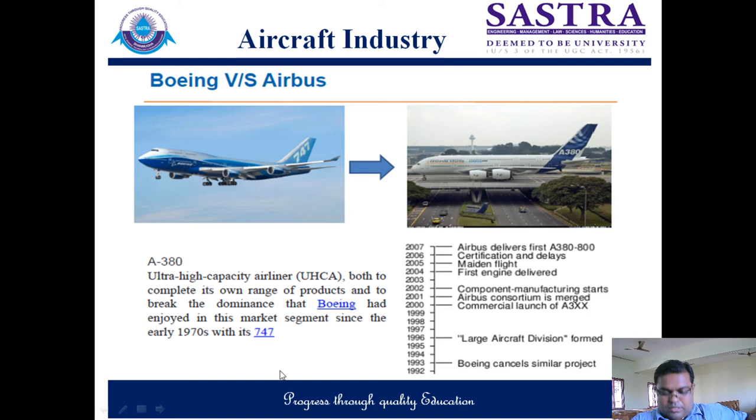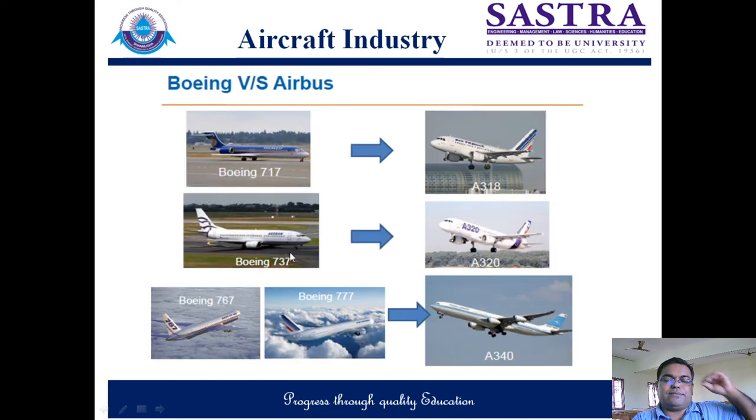If we compare Boeing and Airbus, those are competitors. After the Boeing 717, the Boeing 737 came into the market, and its competitor is the A320. Then Boeing gave two more variants, the 767 and 777, with an advanced version of navigation. These gave tight competition to the Airbus A340.